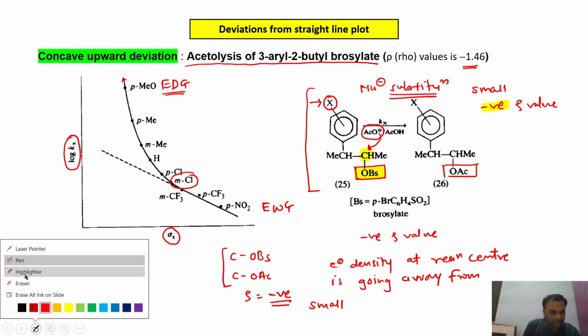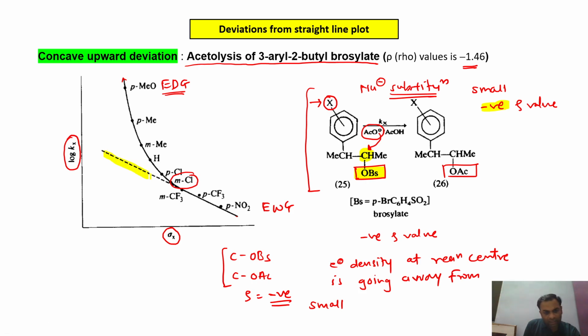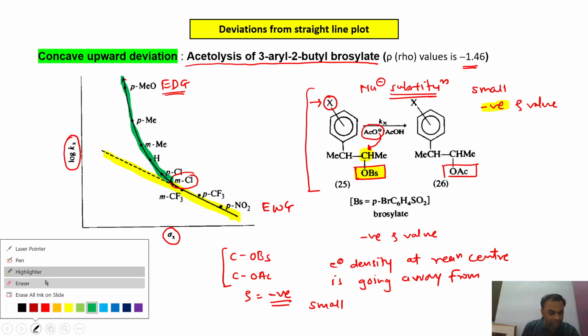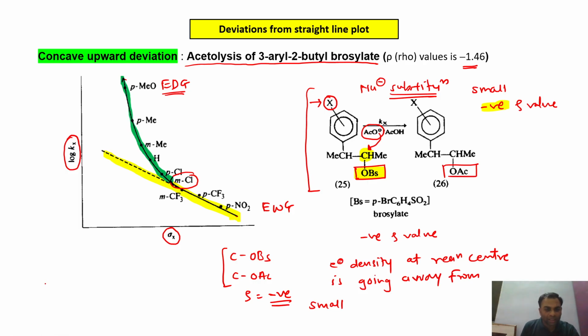We are expecting a straight line relationship over here, but a deviation appears. The deviation takes place for the stronger electron donating groups. The explanation for this deviation from the straight line is a change in mechanism. A change in mechanism takes place as we move from strong electron withdrawing group to strong electron donating group.